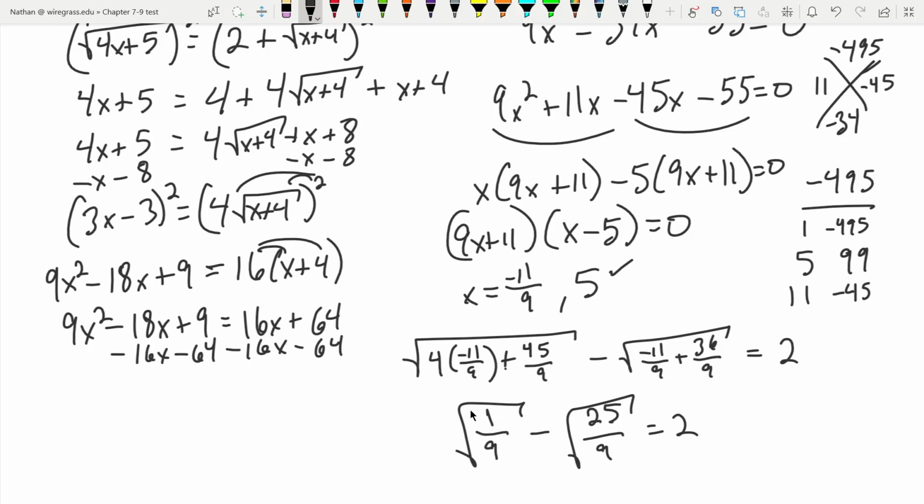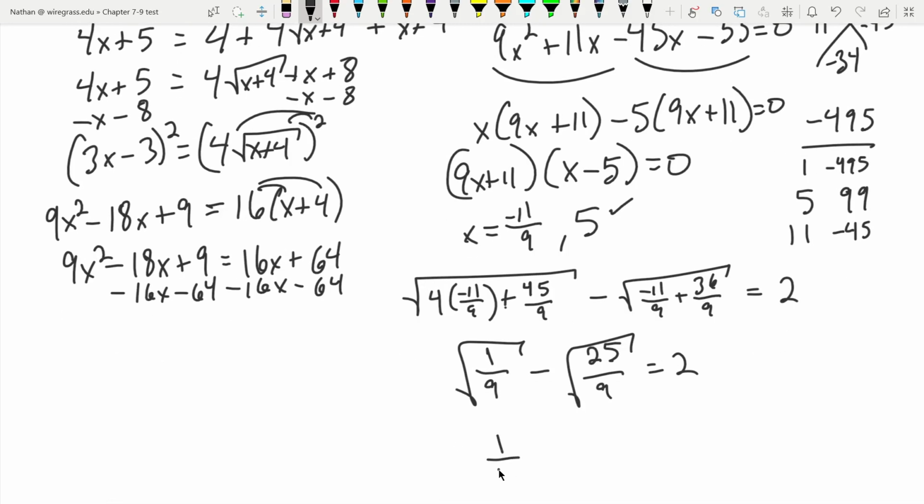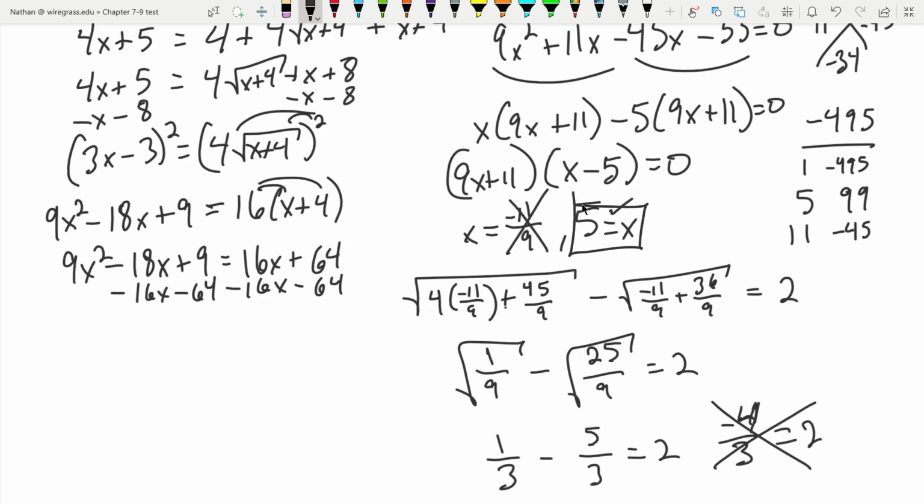And taking the square root of this, we're going to get the square root of 1 over the square root of 9. It's going to be 1/3. So this is just going to be 1/3 minus the square root of top and bottom is going to be 5/3. And you can see here I get negative, let's see, 1 minus 5 is negative 4 thirds equals 2, and that is not true. So that's not a true statement. x equals 5 is our only solution.